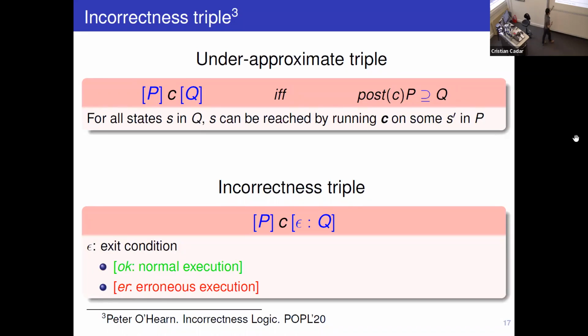For an incorrectness triple, we have one more component, that is the epsilon here. The epsilon is the exit condition. So when the program exits, it may be okay, that's normal execution, or maybe error, that's abnormal execution.